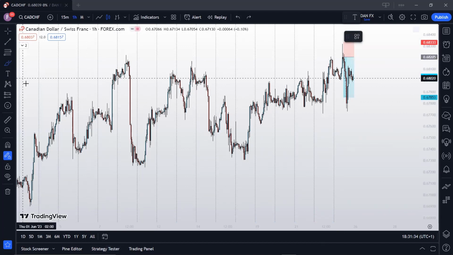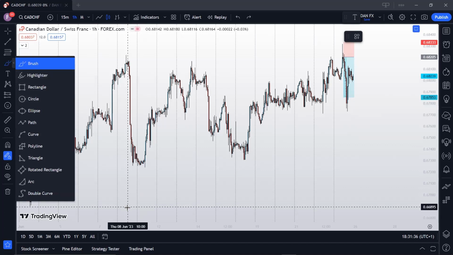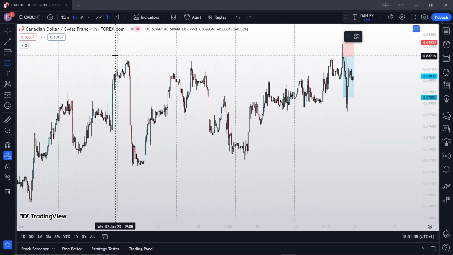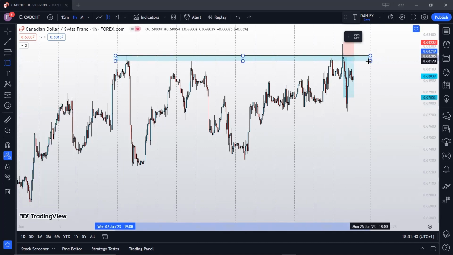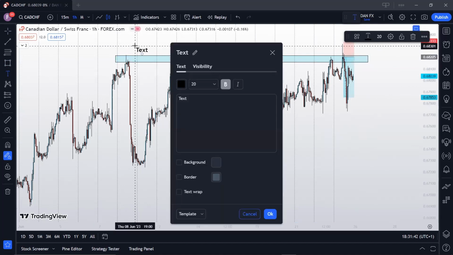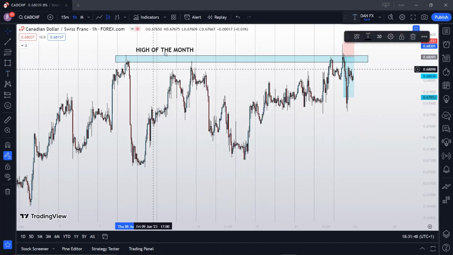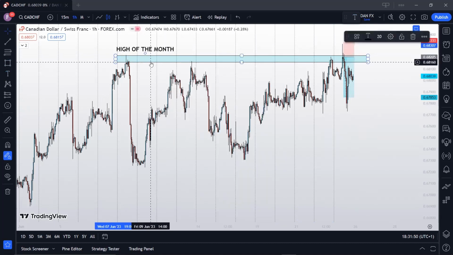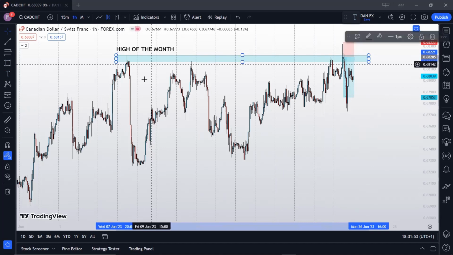So that means this is the high of, sorry, 8th of June, not July, sorry. That means this is the high of June. This is the highest point of June, so let's say the high of the month. This is the highest point that price has reached in the month of June.